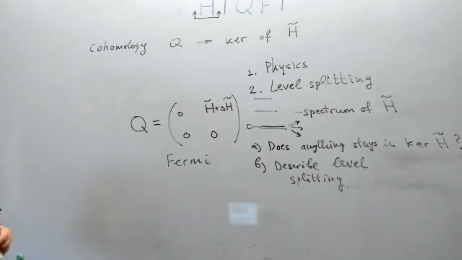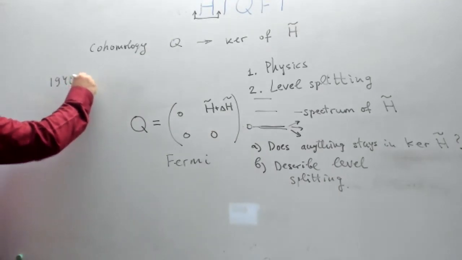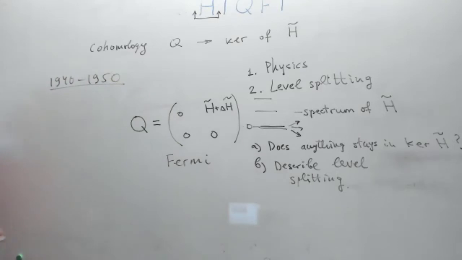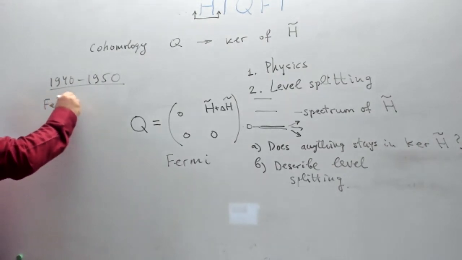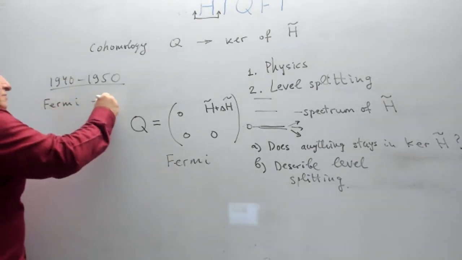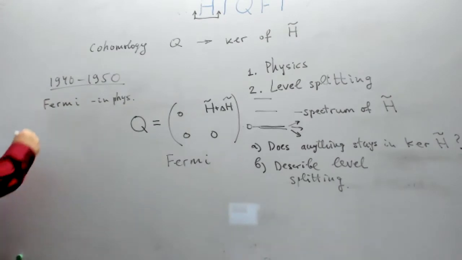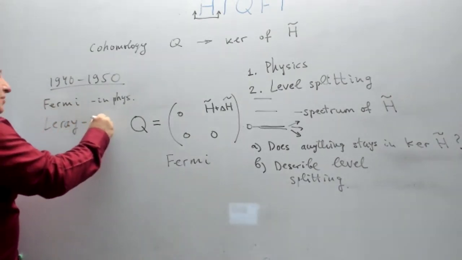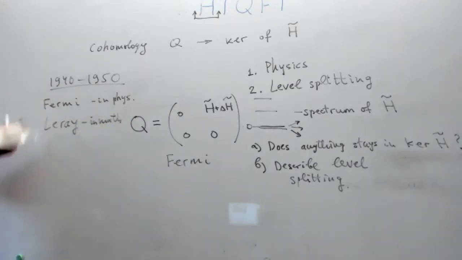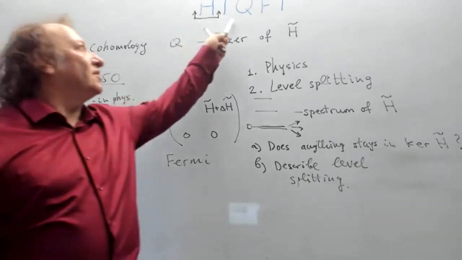So this was about the 40s, 50s, where two people were studying the same problem. Fermi in physics and Lorentz in mathematics. So Fermi studied the level splitting in the atom under magnetic perturbation. Lorentz studied very different things. He studied the topology of fiber products. However, the problem is the same. And these two problems would be united in this framework.